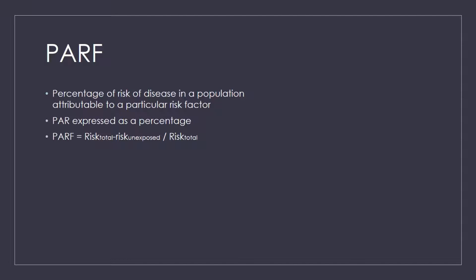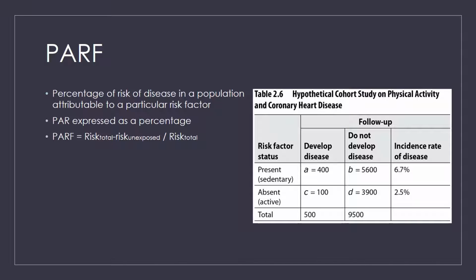The population attributable risk fraction is very similar, but now it's going to be expressed as a percentage. This is a little bit more user-friendly, I think. So this is defined as the percentage of risk of disease in a population attributable to some risk factor. So percentage is the key here. It's different from the previous slide because it's a percentage. So you can see the calculation is the same as the PAR, except that you divide by the total risk again at the end. So let's use the same data.